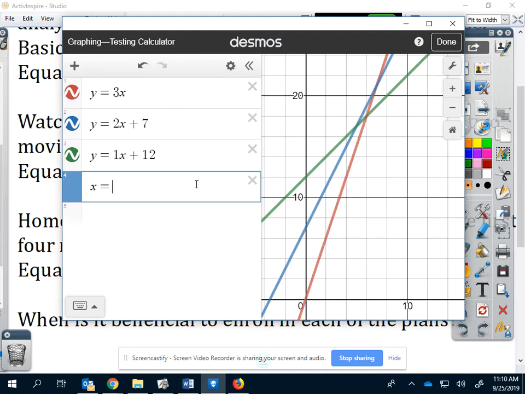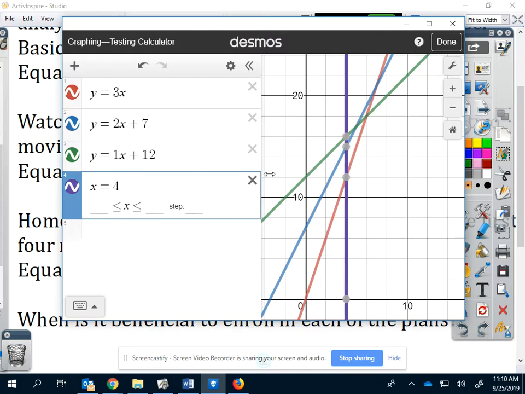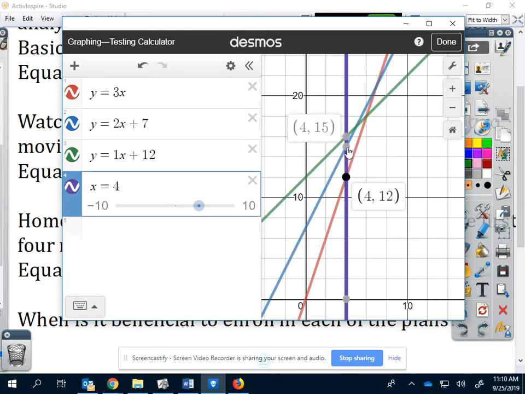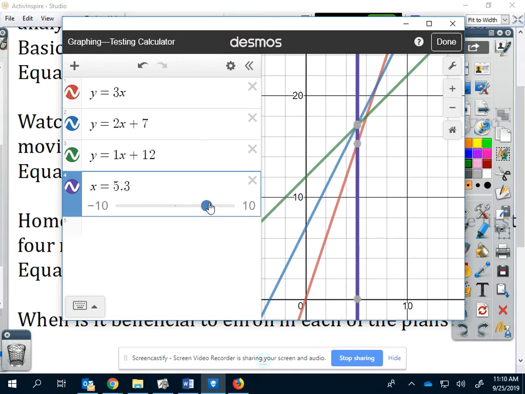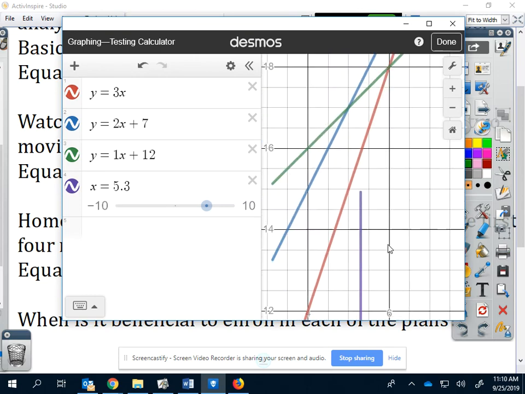So I'm just going to put x equals, and I'm going to put a slider in real fast. Oop, it's not going to let me. So I'm going to put x equals 4. And you can see that when I do that, the red line is the cheapest. It's going to be the cheapest option for me. So that's the basic plan. The blue line would be the next cheapest, and the green line would be the most expensive. But if I make that 5, it's still the red line, still the red line. The blue line and the green line switch places up here.